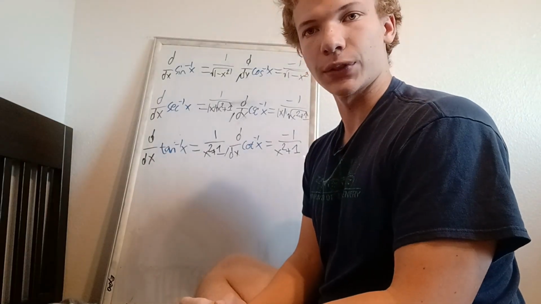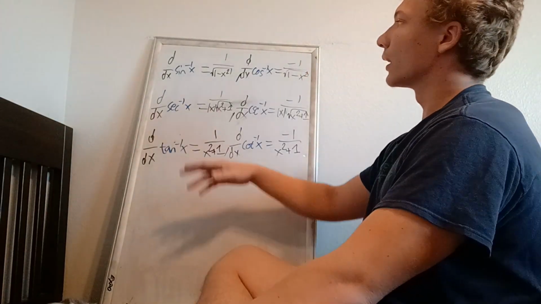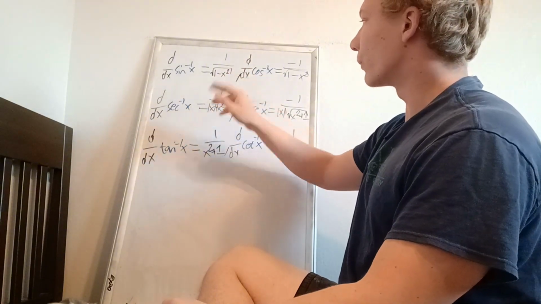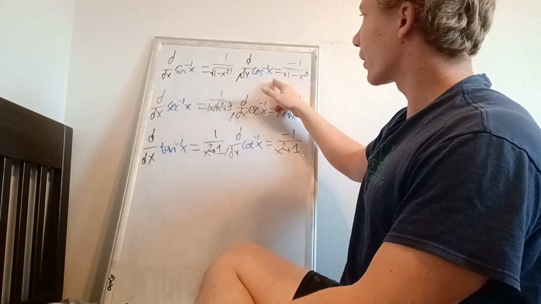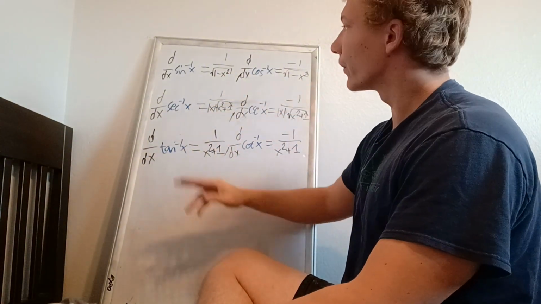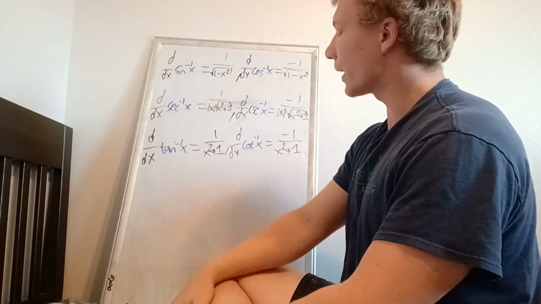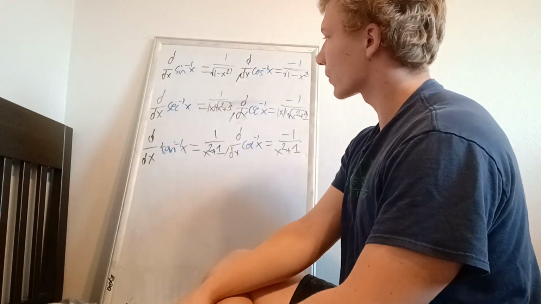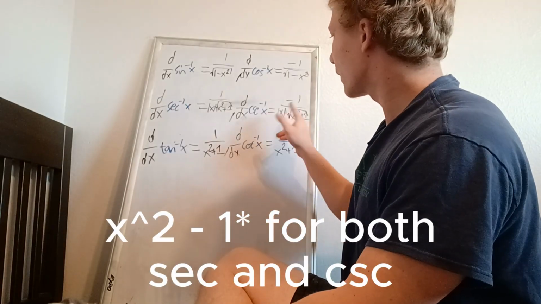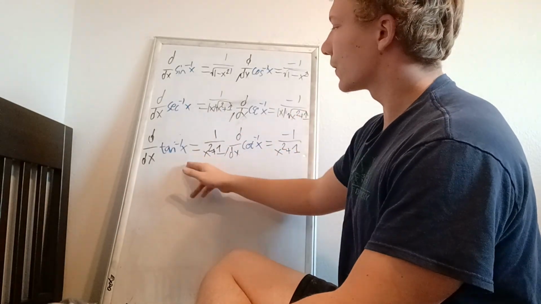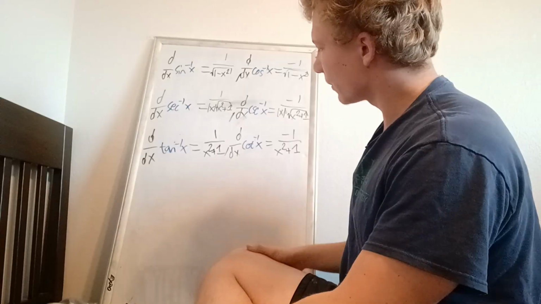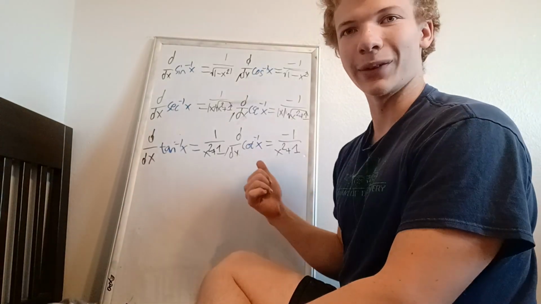And so the final list of derivatives will look like this. The derivative of arcsine, 1 over root 1 minus x squared. Arccosine, the negative of that. Arcsecant, 1 over absolute value of x times the square root of x squared minus 1. Arccosecant, the negative of that. Arctangent, 1 over x squared plus 1. Arccotangent, the negative of that.